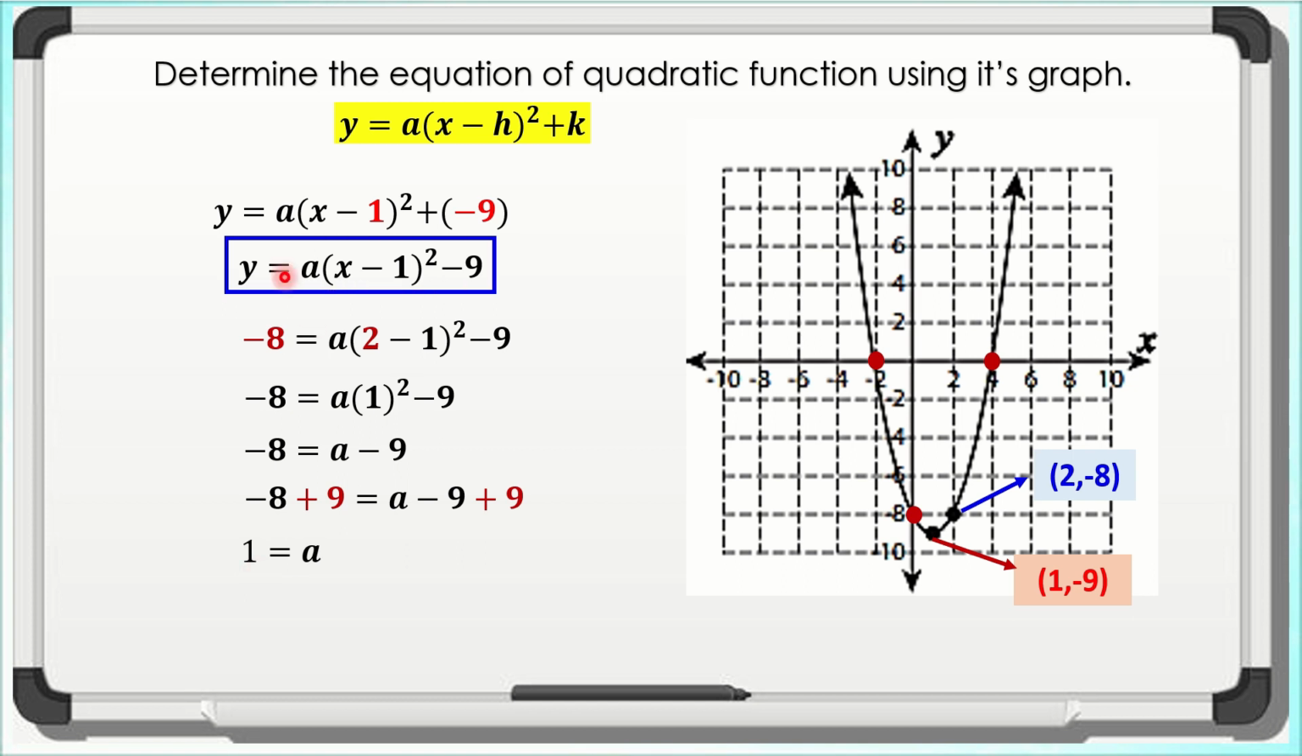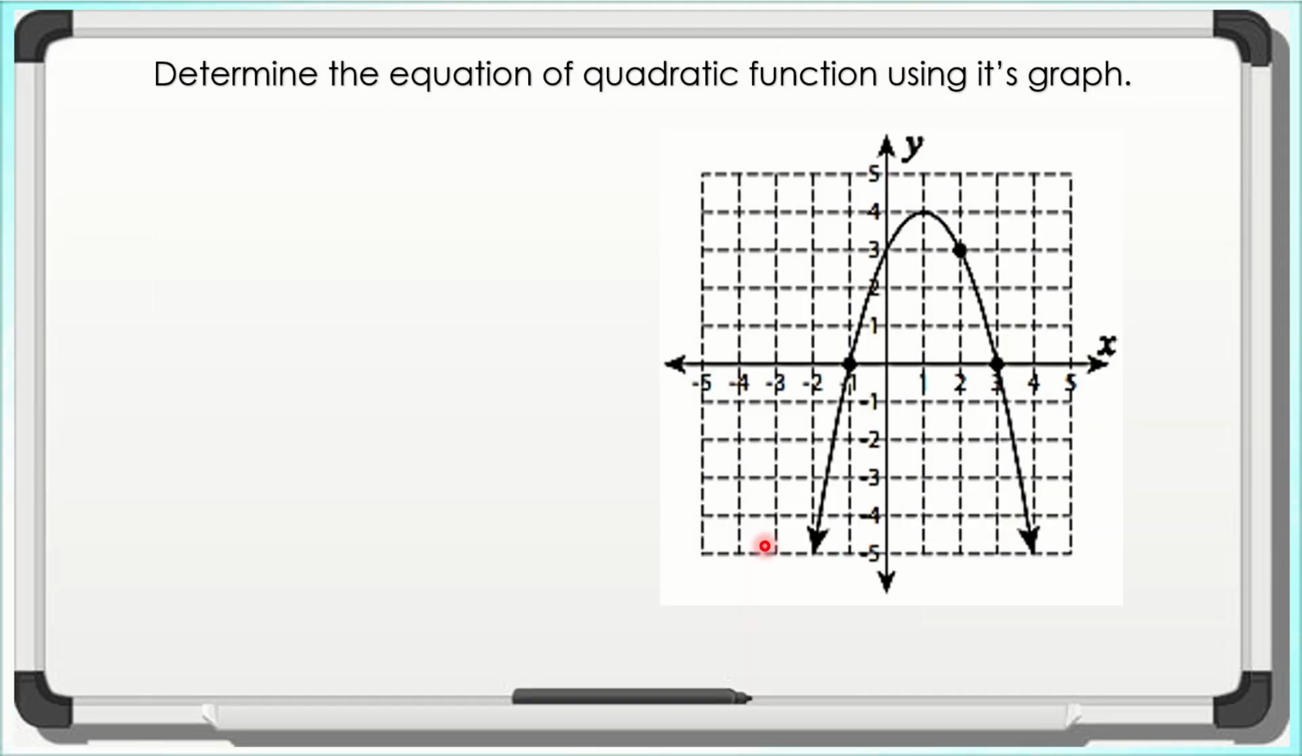Let us substitute it into our equation. Here, we will replace a by positive 1. Then our equation will be y is equal to the square of x minus 1, minus 9. No need to write 1 for the value of a. It will be an invisible 1. So here, this is now the equation of this graph.